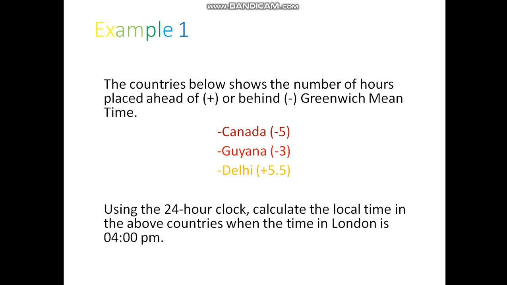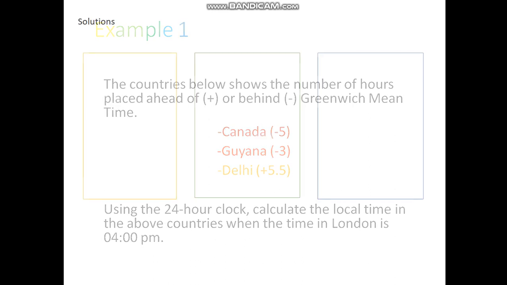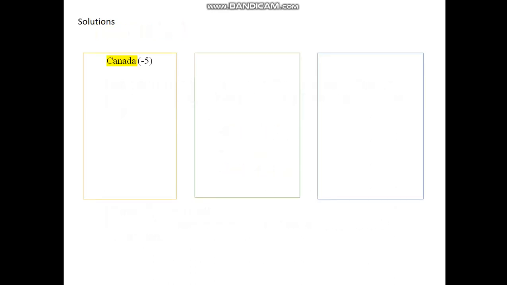And so that means whatever time it is in Canada is 5 hours behind the time in London. Guyana is 3 hours behind whatever time it is in London, and Delhi is 5.5 hours ahead of whatever time is in London. And they want us to change the answer into 24-hour clock. So let's go with Canada first, which is 5 hours behind, our -5.